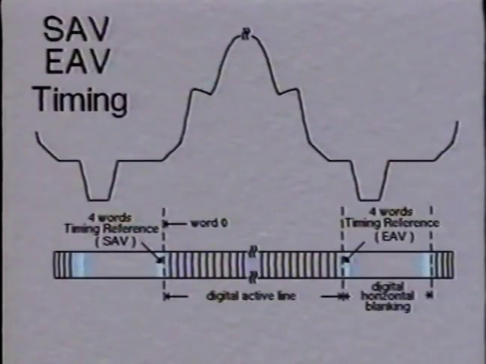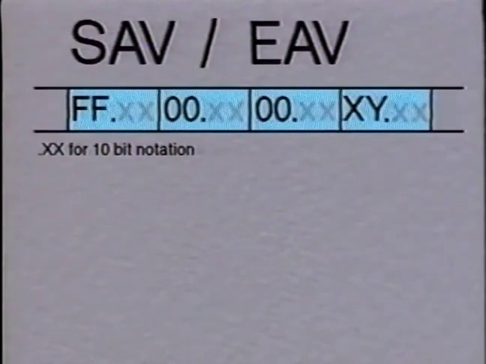This waveform shows the timing of the samples. And here is the full structure of these signals. Each consists of 4 words. The first 3 are a sequence of reserved hexadecimal numbers, FF0000, used to easily identify SAV and EAV.